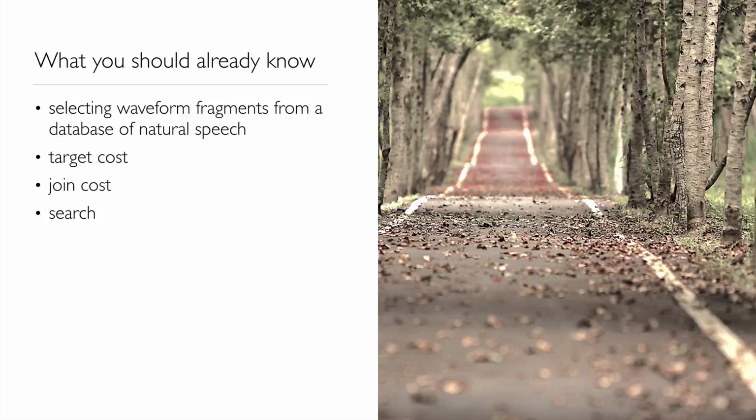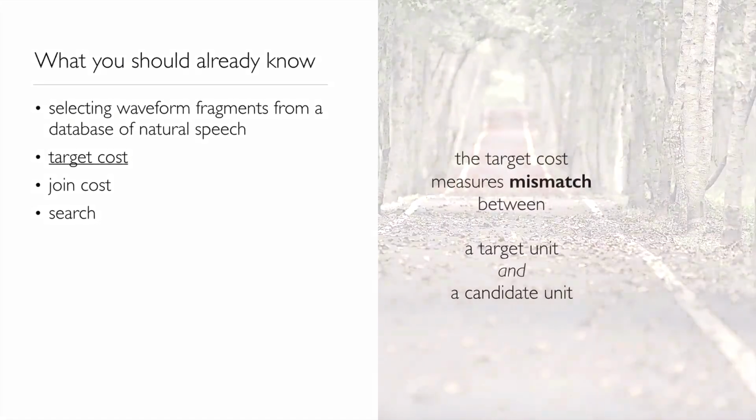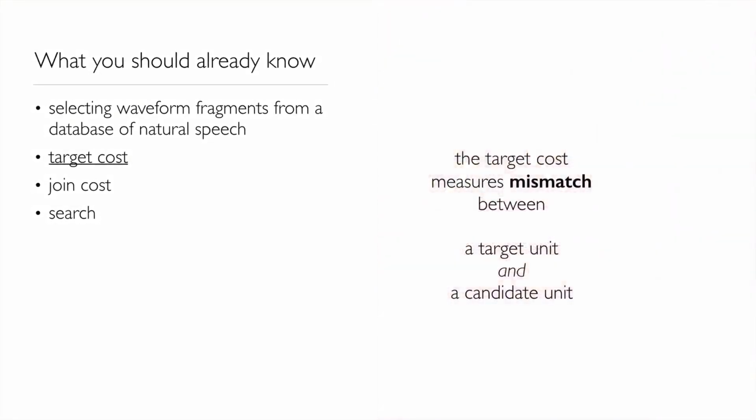The selection of candidates is based on two costs, a target cost function, which we're going to talk a lot more about now, and a join cost function, which calculates the mismatch across concatenation points, across the joins. Because of the join cost, the selection of one candidate depends on the preceding and following candidates, all the way to the ends of the utterance, and therefore to minimize the total cost, we need to conduct a search. We've already talked about that. So let's get into those details about the target cost.